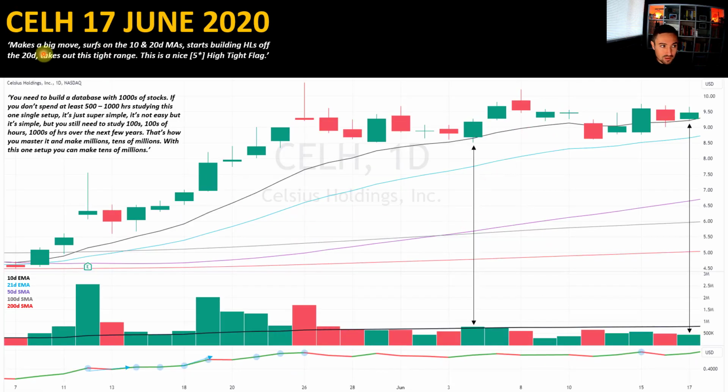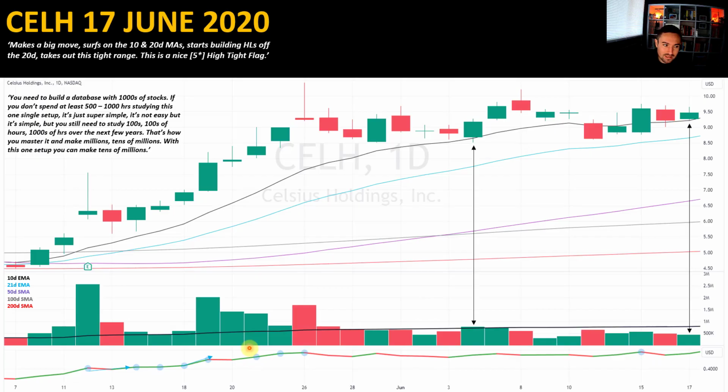Celsius makes a big move, surfs on the 10 and 21 day EMA, starts building higher lows off the 20-day, takes out this tight range. This is a nice 5-star high tight flag. So you can see this big supply shoot here. What's this supply shoot telling you? Price is trying to go up. Sellers bring it back down, and then respects the 10 over here, kind of off the 20-day-ish in there, but then it does recover. 52-week high while it's still within the base, good sign.